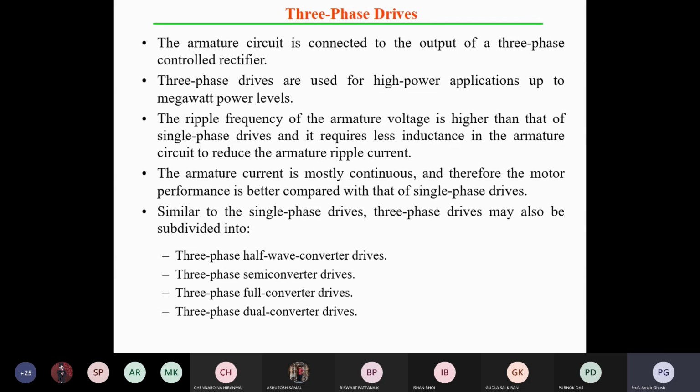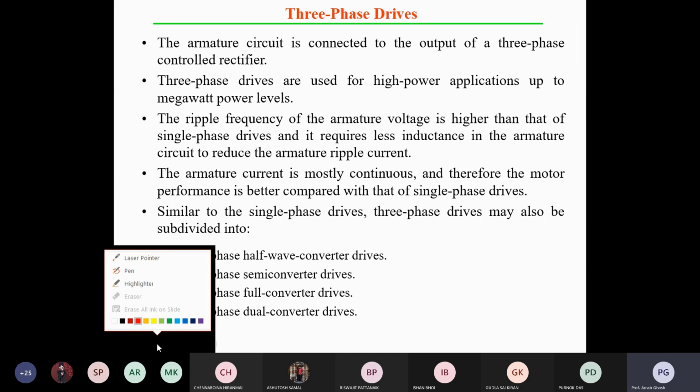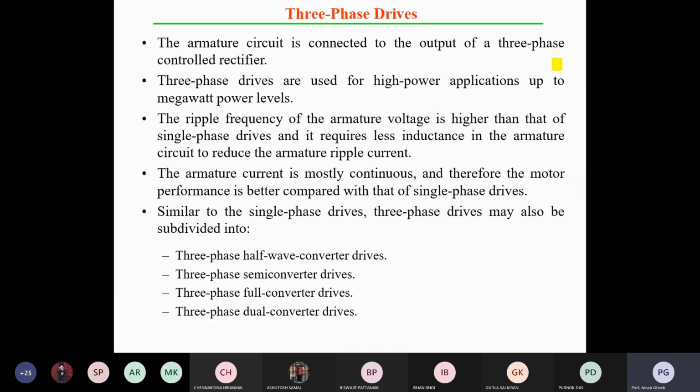Next, three phase drives are used for high power applications. What do you mean by high power applications? Previously it was 15 kilowatt. 15 kilowatt is high, but not too high, for driving some 5 HP or 10 HP motor. So how do you make it possible? You have to increase the level of the voltage, and the controlling specifications. Then you can go up to the megawatt power range.